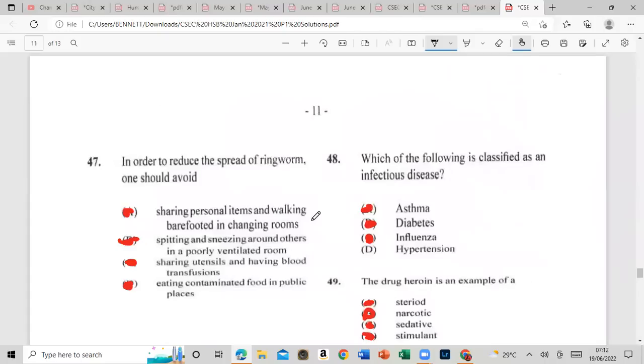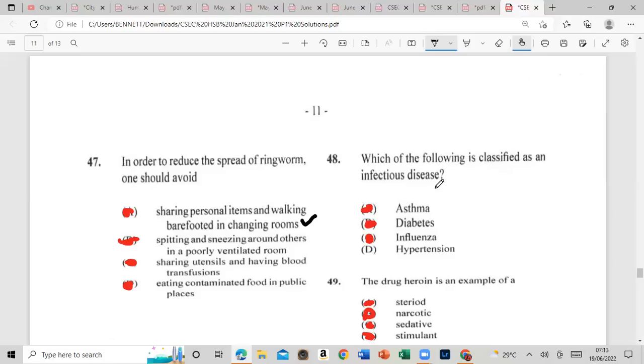In order to prevent the spread of ringworm, one should avoid A, sharing personal items and walking barefoot in changing rooms. B, spitting and sneezing around others in a poorly ventilated room. C, sharing utensils and having a blood transfusion. D, eating contaminated food in public. And that is actually A, sharing personal items and walking barefoot in changing rooms.